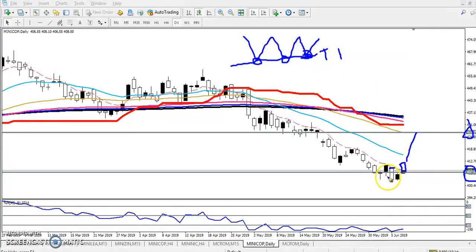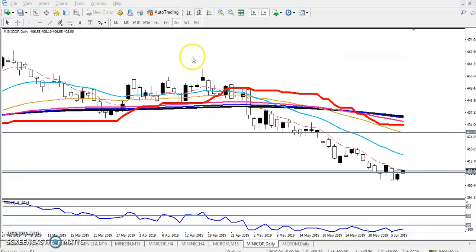Here first we have seen a hammer, and next they are trying to form another candlestick pattern. So we are looking at the daily. If we get confirmation according to the candlestick pattern, we'll start buying from this area.